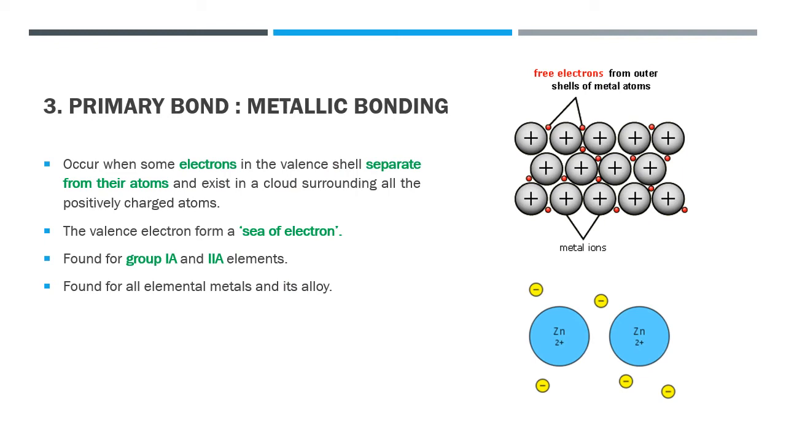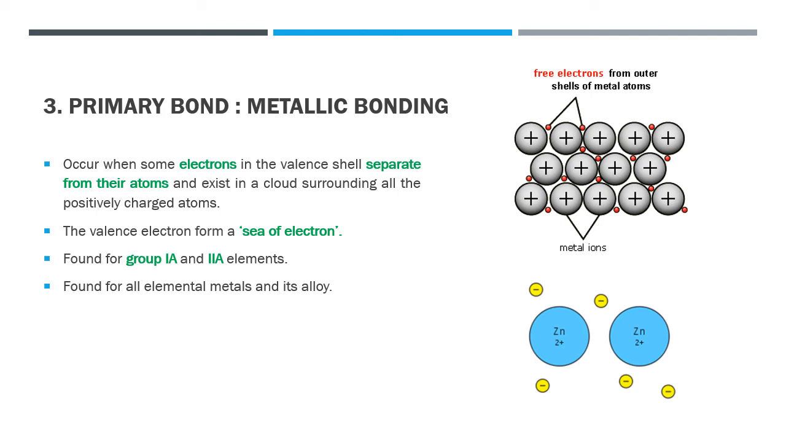And then we have primary bond number 3, which is metallic bonding. Different from ionic and covalent bonding, this type of bonding occurs when some of the electrons in the valence shells are separated from the atom shell and exist in the cloud surrounding all the positively charged atoms. So these valence electrons form a sea of electrons and are found in group 1A and 2 elements and also all elemental metals and alloys.